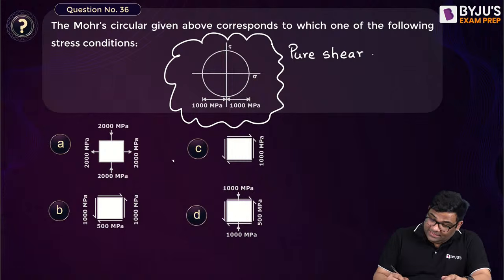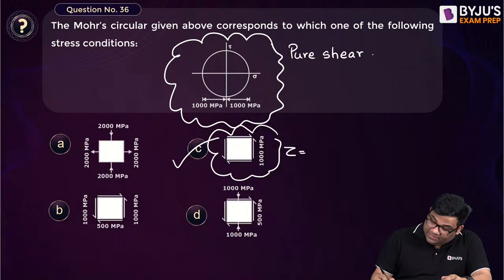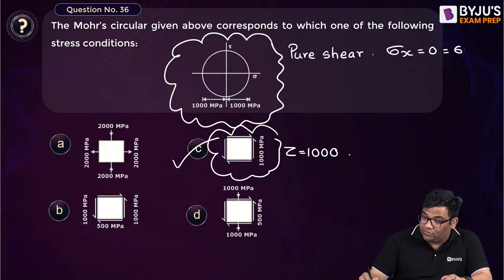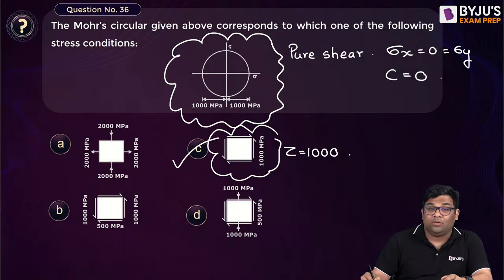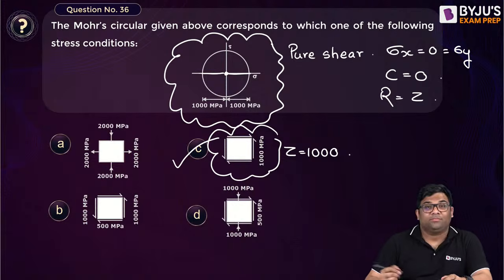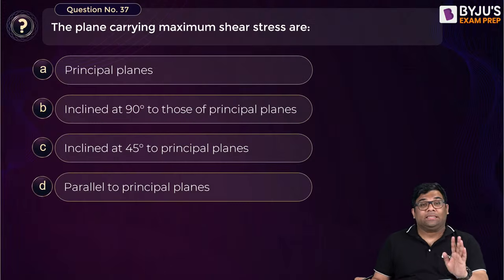Yes, it is C, because you see, in the pure shear condition, the shear stress is 1000. In this case, what happens? Sigma x is 0, sigma y is 0. So the center is equal to 0 and the radius becomes equal to the shear stress. Yes, this is your pure shear condition. Next question. Question number 37.